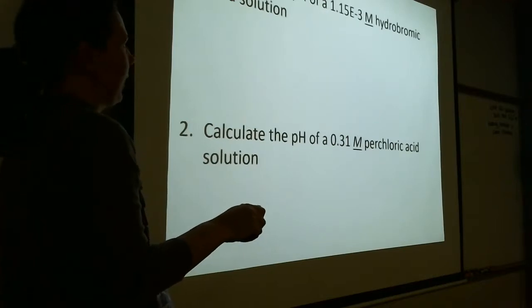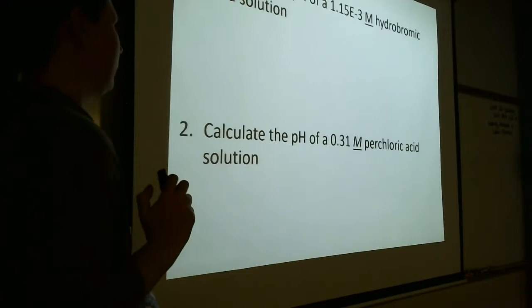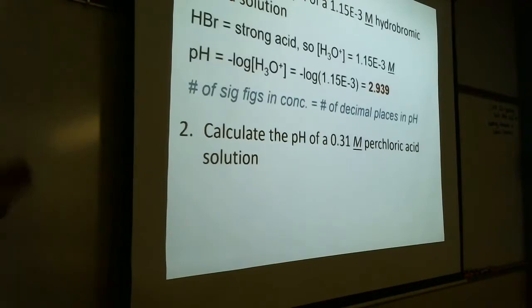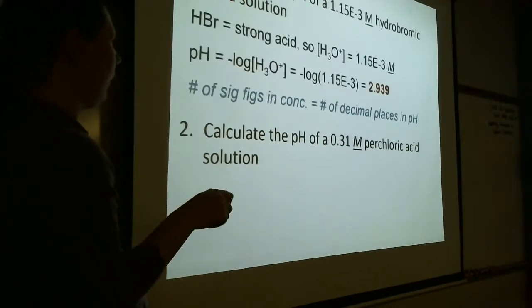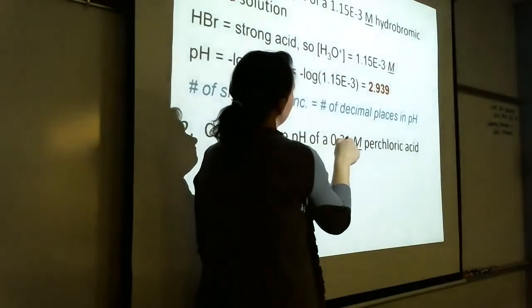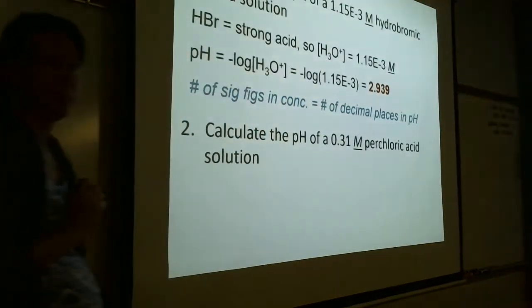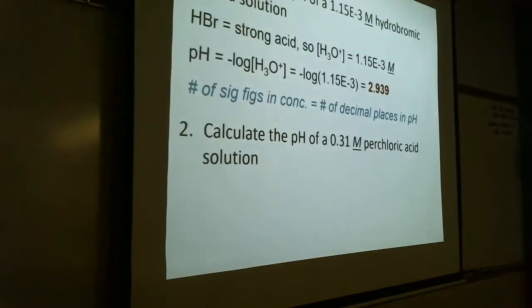Because is hydrobromic acid a strong acid? Yes, it's on my list. Perchloric acid's also on my list. So, negative log of that. Now here, I've got 3 sig figs, so that means I keep 3 decimal places in my pH. Did you get the same number I got?